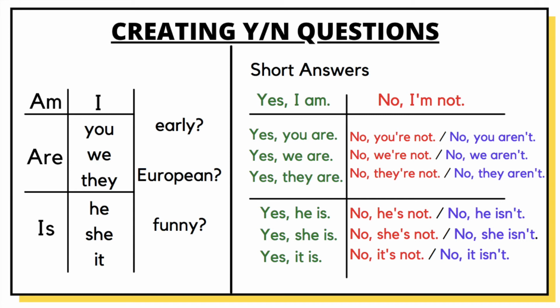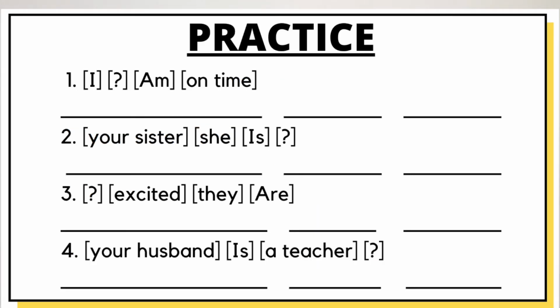Another example is, are they European? We could say, yes they are, or no they're not. Also, we could ask, is he funny? We may answer, yes he is, or no he isn't. Now let's take a moment to practice creating yes or no questions. On the 2 lines following the first, write a positive answer using yes and a negative answer using no.